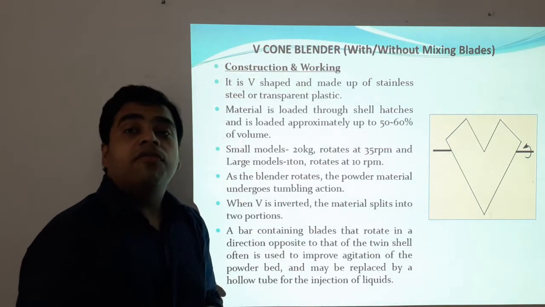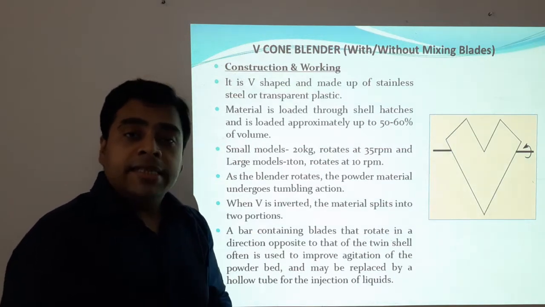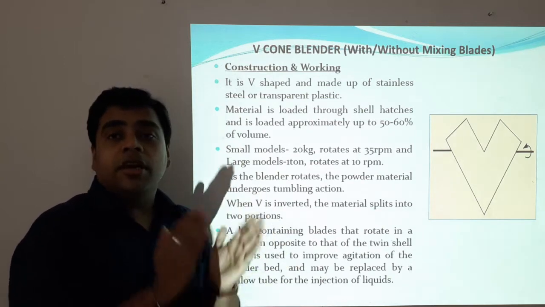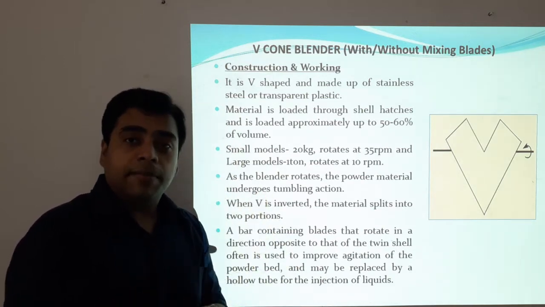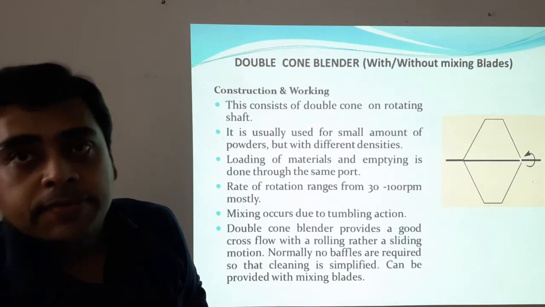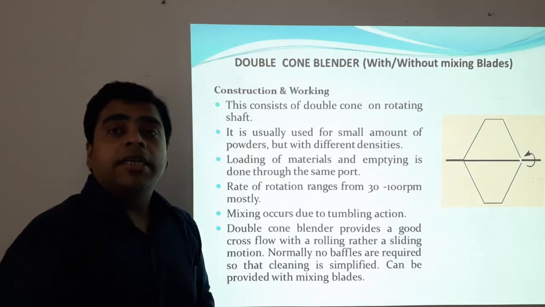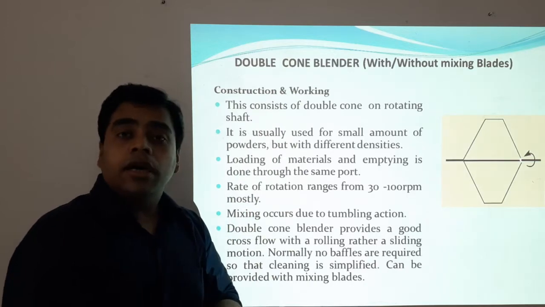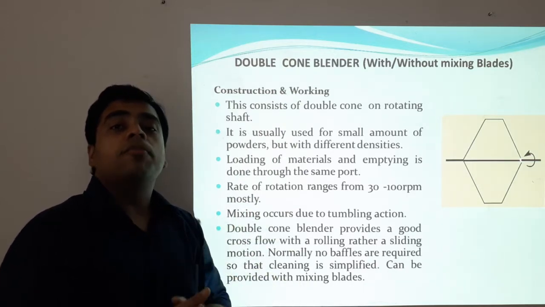Yes, we discussed V-cone blenders. It is such an important machine, which comes with or without any mixing blades. This is another important tumbling mixer. It is called a double cone blender. It is also an apparatus with or without mixing blades.